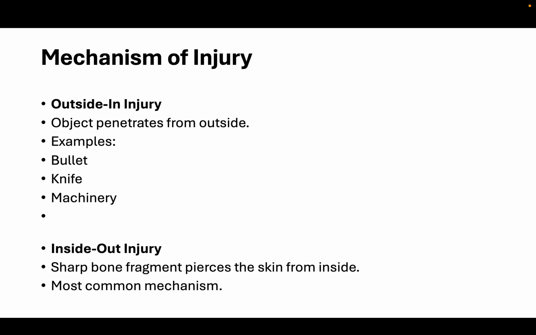Mechanism of injury: the opening of the fracture site is either outside in or inside out. Outside in means an object penetrates from outside, that leads to open fracture, like a bullet, knife or any machine injury. Inside out, a sharp bone fragment pierces the skin from inside out. So it is the most common mechanism.